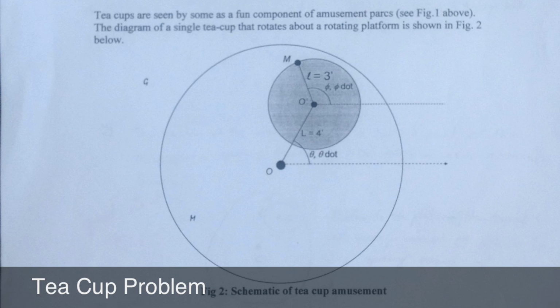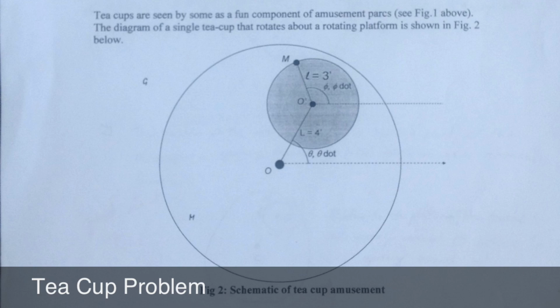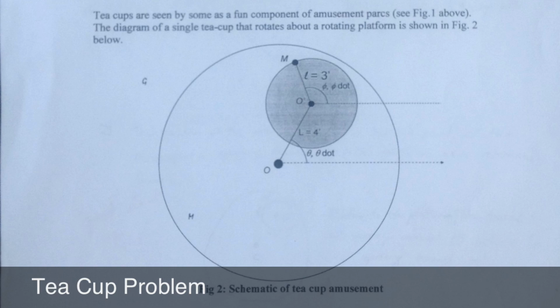Hey, my name is Anthony Gray, and I'm going to be going over a simple dynamics problem featuring a teacup ride that you would find in a local fair. Now on the screen is the schematics of this teacup ride printed out. You're going to see the big circle represents the platform and the little circle represents the teacup. The M is the person in the teacup, and O is the center of the platform.